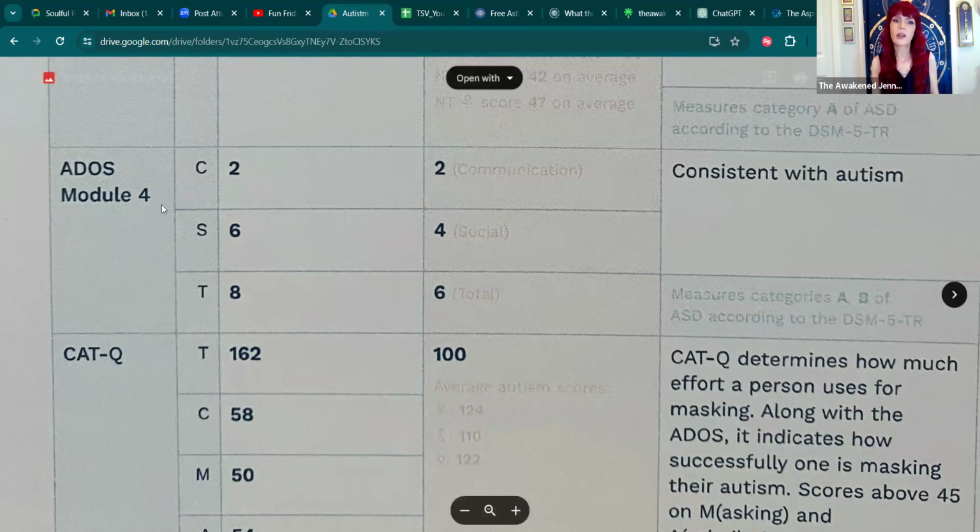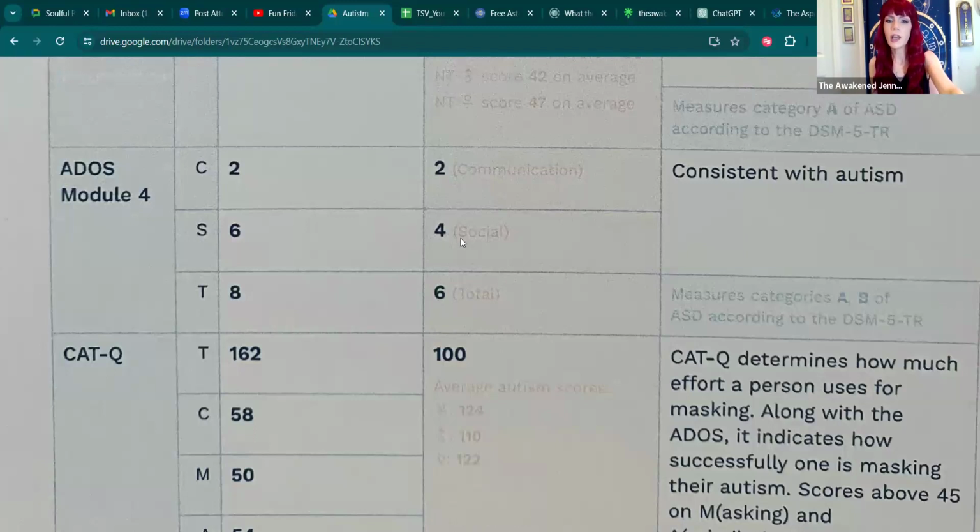Yeah. So this right here, this is just making sure that I was meeting the DSM-5 criteria for the autism diagnostic process. So you have to at least meet 2 in the communication area, at least 4 in the social, and at least 6 in the total. And so I've got 2 in the communication and 6 in social, and then the 8 in total.